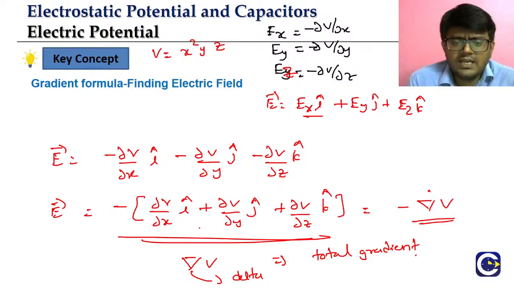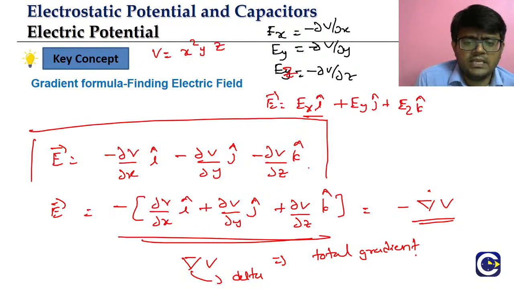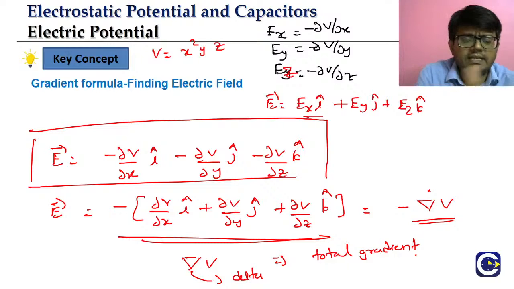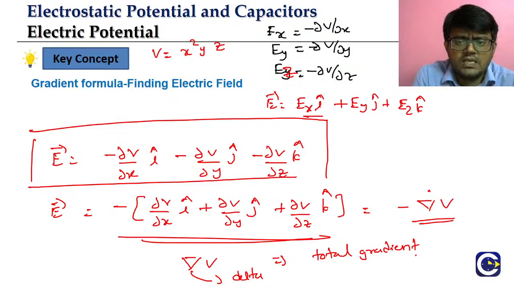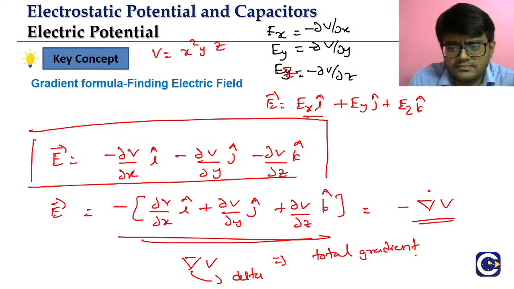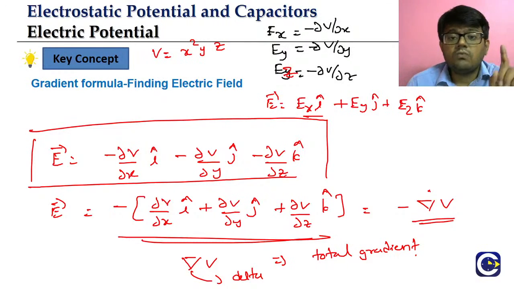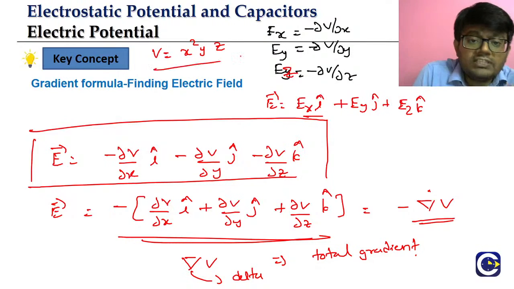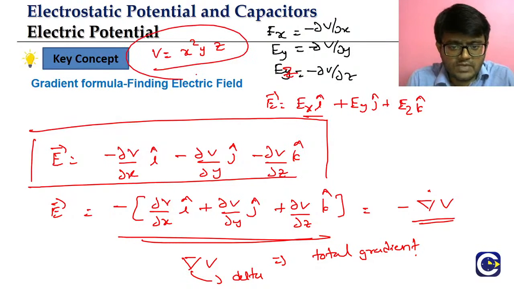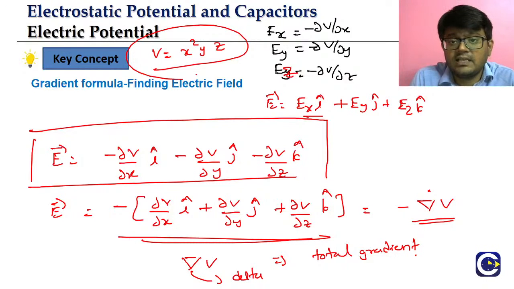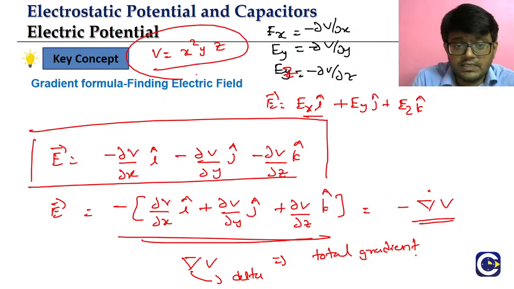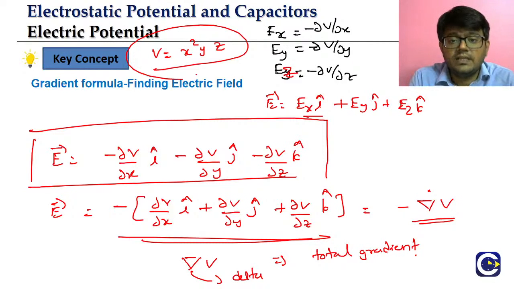Otherwise, you can remember the normal formula. E bar is equal to what? Minus dou v by dou x is Ex. Minus dou v by dou y is Ey. And minus dou v by dou z is Ez. That is how we can remember it. From this we can find the electric field if the potential function is given. In fact, if you look at past year papers, in the past 20-25 years we got 4 questions just based on this gradient formula.